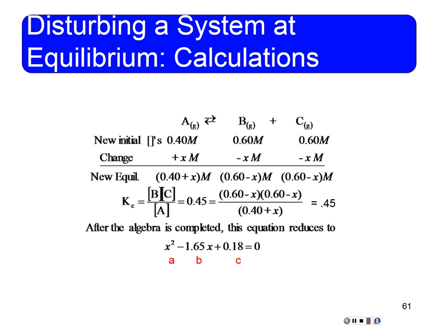Shouldn't be. Yeah, you've got to get a positive. You're already plugging it into the quadratic formula. You should get a positive, so somewhere you must have made a little mistake. .45, because Kc is what you're plugging it into. So Kc is .45.